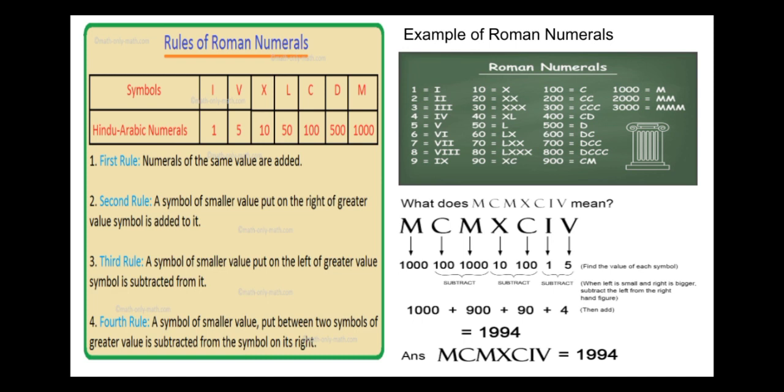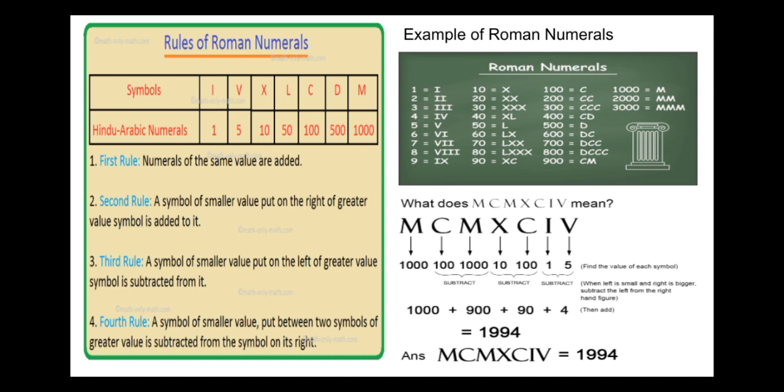900 is equal to CM. Why is the value of 900 CM? C is for 100, M is for 1000. So subtract: M minus C, 1000 minus 100 is equal to 900. Add 2 Ms, equal to 2000. Add 3 Ms, equal to 3000.